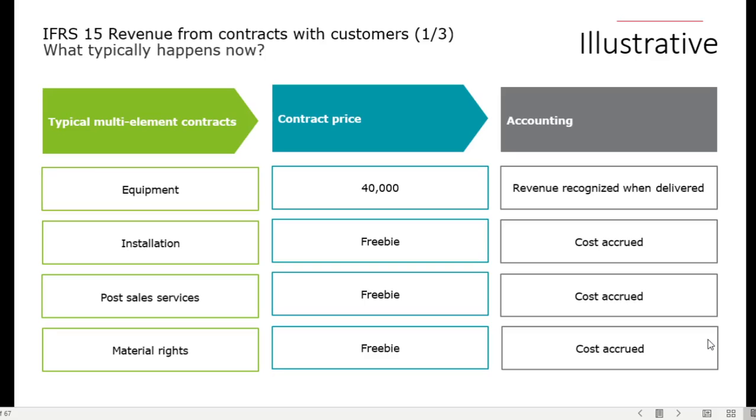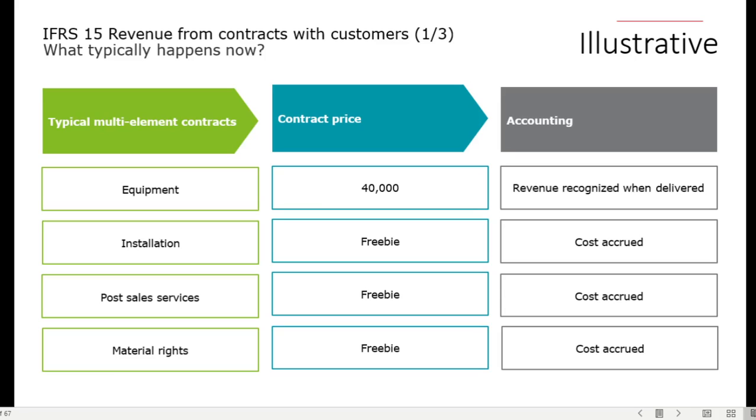Hi, welcome back to this course on IFRS 15. In the previous video, we briefly discussed the five-step model which is prescribed by IFRS 15. Before we go further into the details of each step, let us look at a very simple example of how this step can be applied and what the impacts of this five-step model will be.